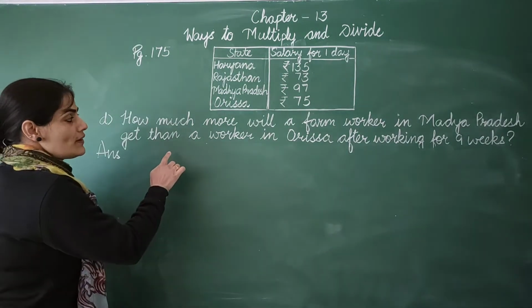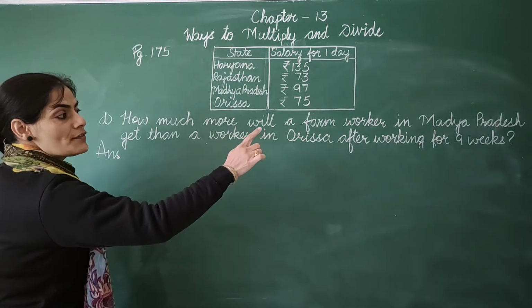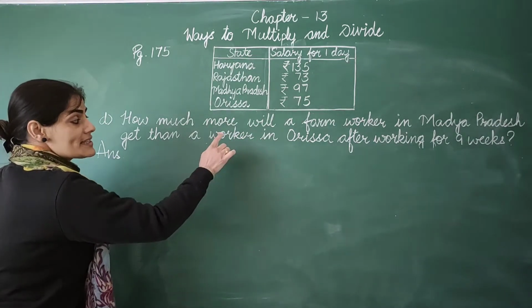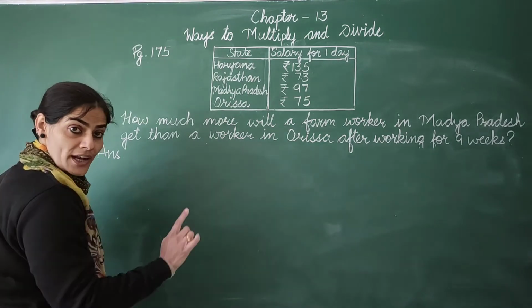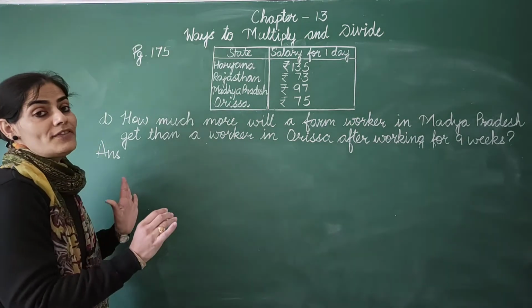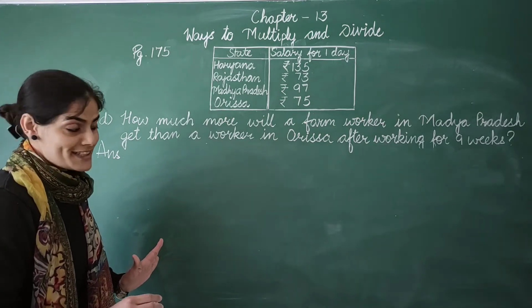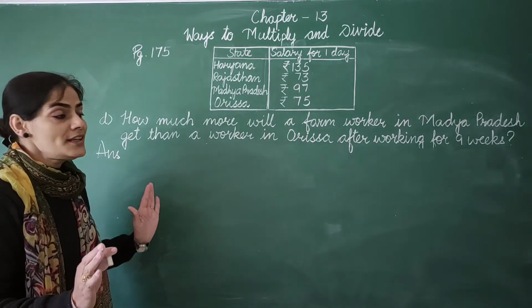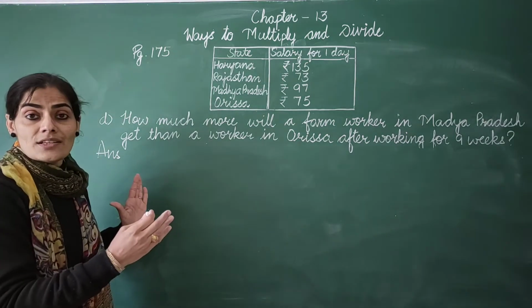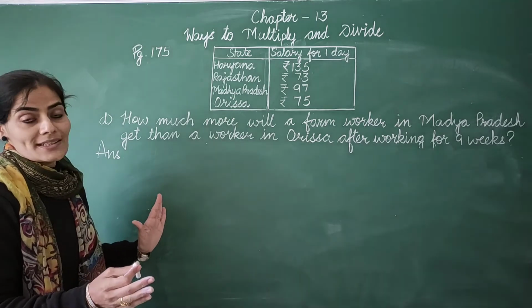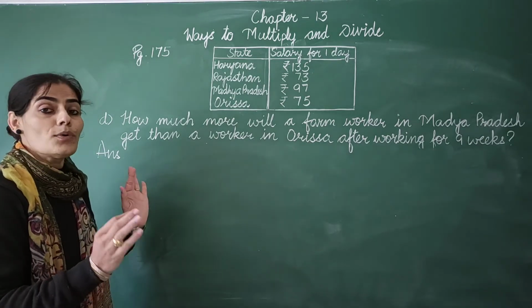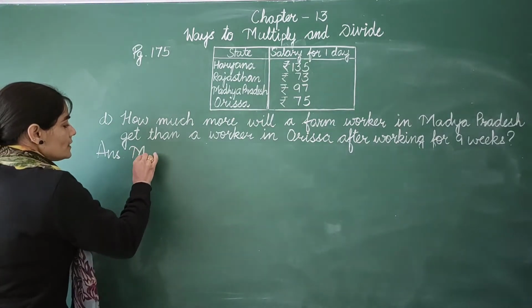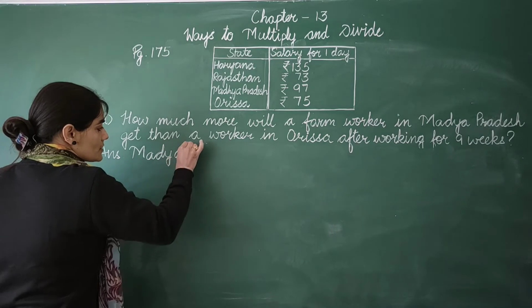Second method is that we individually find the salary of a worker working in Madhya Pradesh for 9 weeks. Then we find the salary of a worker in Odisha for 9 weeks. And finally, we find the difference in their salaries. This is a bit lengthy method, but still it's all your choice. Either you write the answer according to the first method or you write the answer according to the second method. Both ways it is going to be correct. So, we write here Madhya Pradesh first.